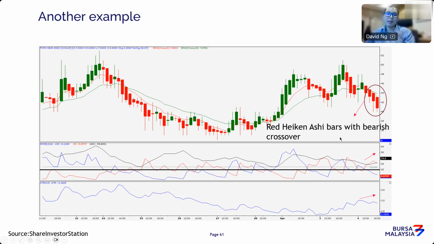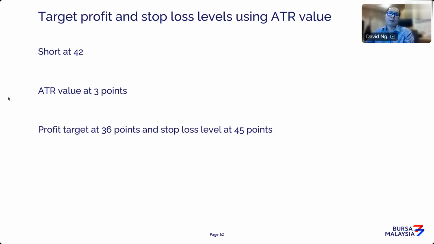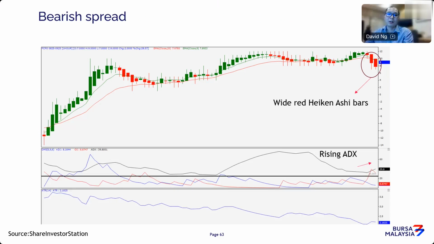So there's a couple of ways. ATR doesn't only tell you the range, but also gives you an indication as to when the market becomes more volatile. So same goes, ATR is mainly used for your profit target and stop loss level accordingly. ATR value at that point in time is about 3 points. So you're looking at 6 points as profit, 3 points as your stop loss.